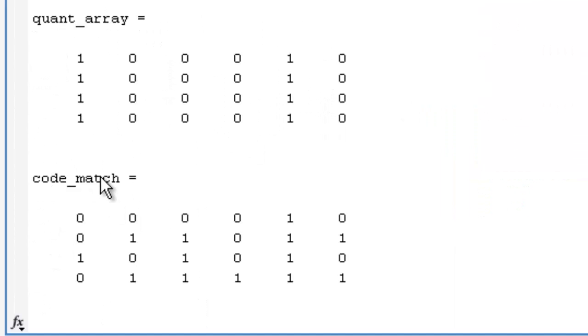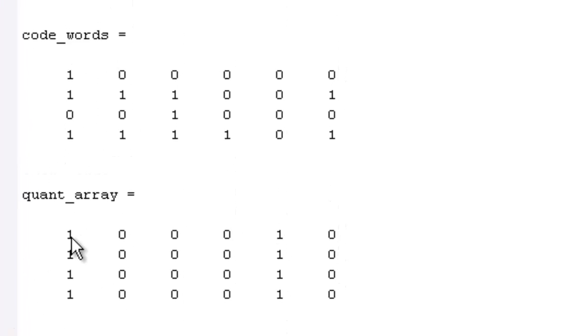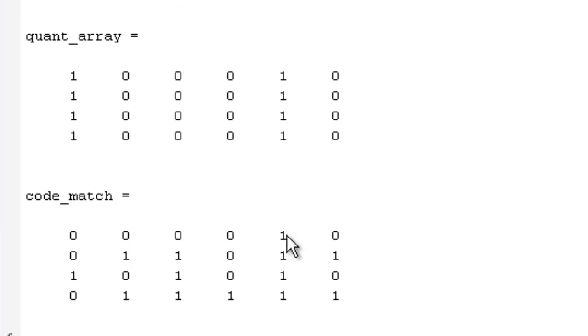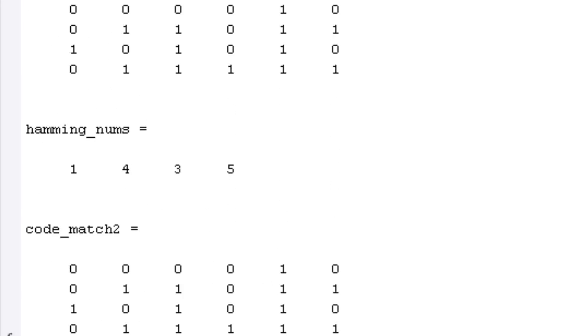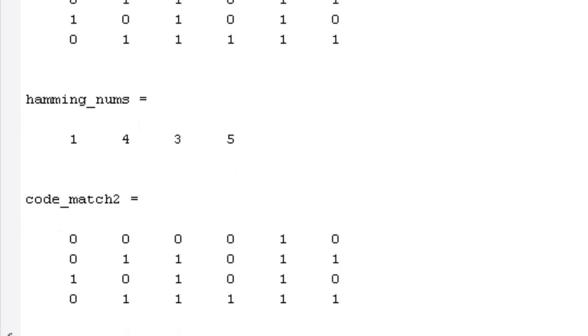Next I'll see this code match. Code match compares quant array and code words. If they're the same value, it will have a 0. If they're opposite values, it will have a 1. So these will be the same here, here, here, here, and then here I have a difference, so I should see a 1 in that place. And again, zeros are the same, so I see a 0. And again, I have the same on the second row, but then I have a different one here. So that's code match.